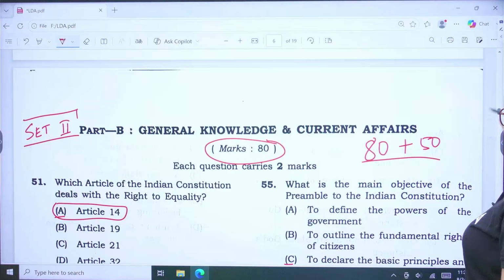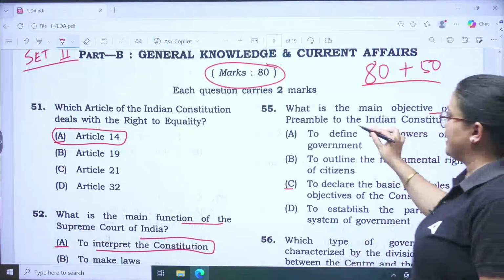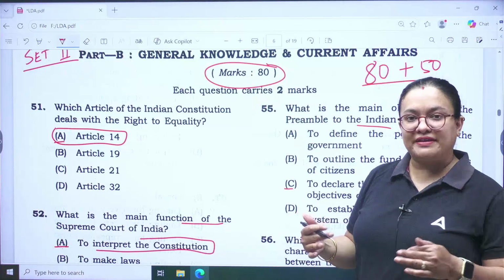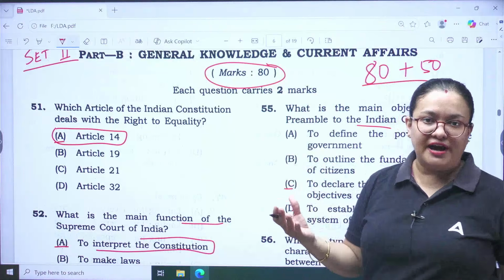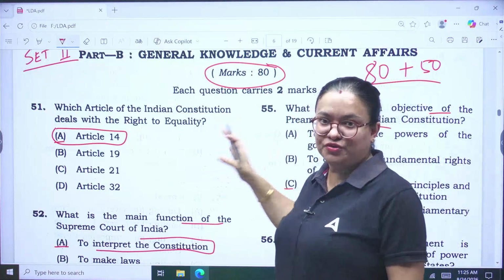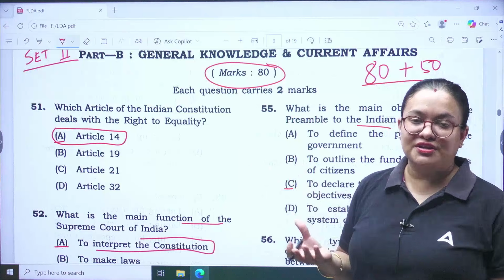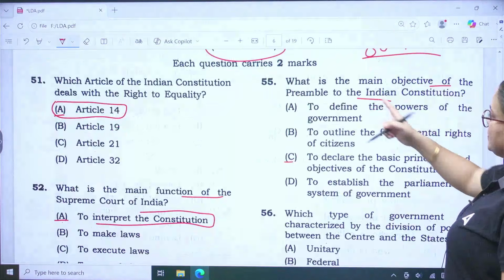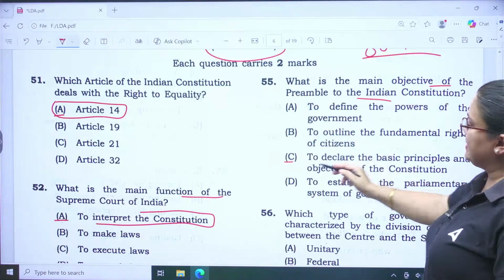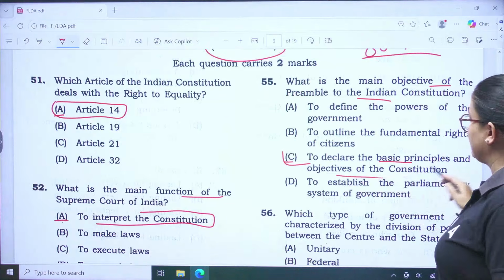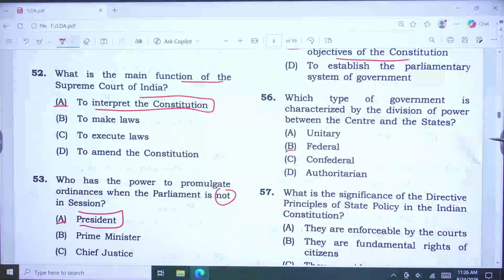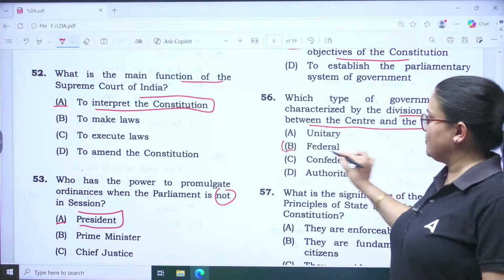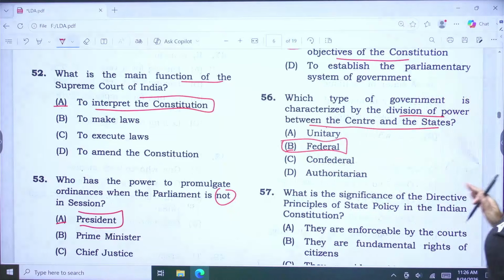Next 55, what is the main objective of the preamble to the Indian Constitution? The questions are basic questions. Many of you are expecting the paper to be very hard, but these are basic questions you all have to know. These are questions of the Constitution. Some questions are of history, some are of geography. The main objective is to declare the basic principles and objectives of the Constitution. Which type of government is characterized by division of power between center and state? That is known as the federal type of government.